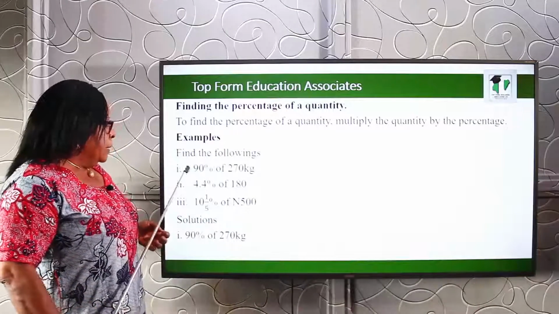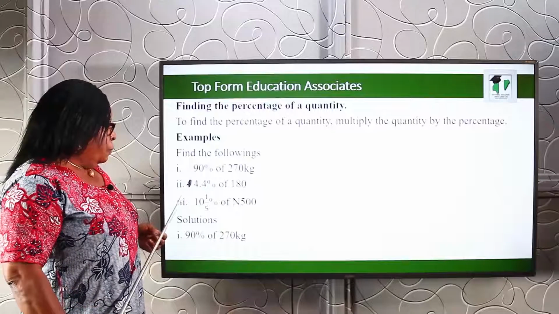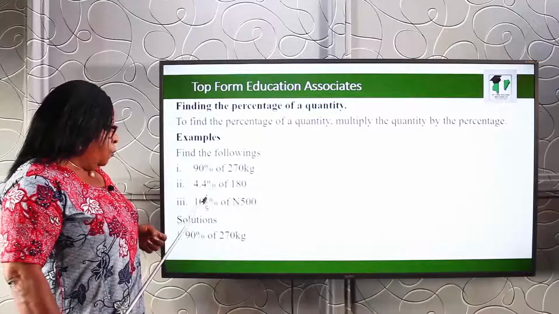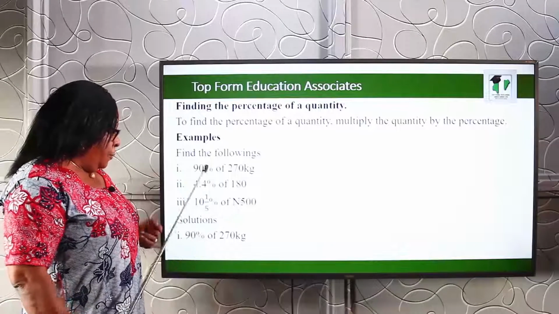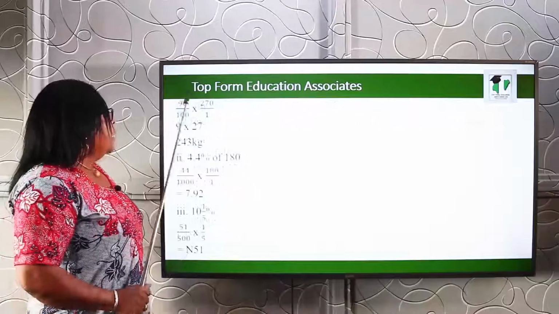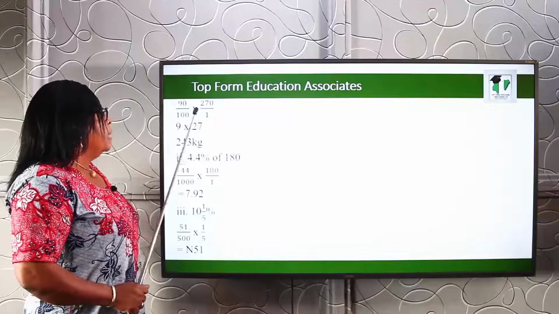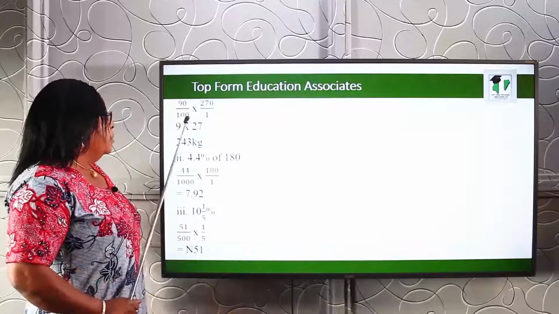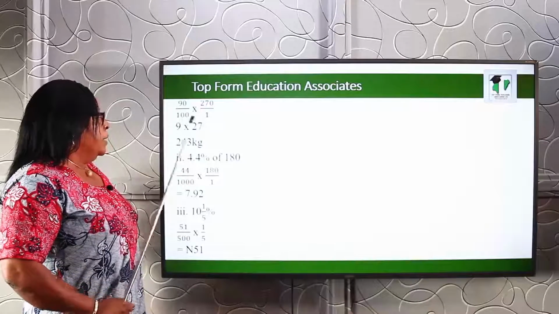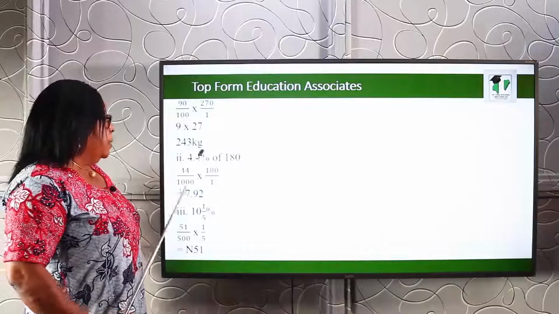Find the following: 90% of 270 kg, 4.4% of 180, 10.15% of 500 naira. Solutions. 90% of 270 is 90 over 100 times 270 kilograms. When you reduce to lowest term, you will have 9 times 27, giving us 243 kilograms.